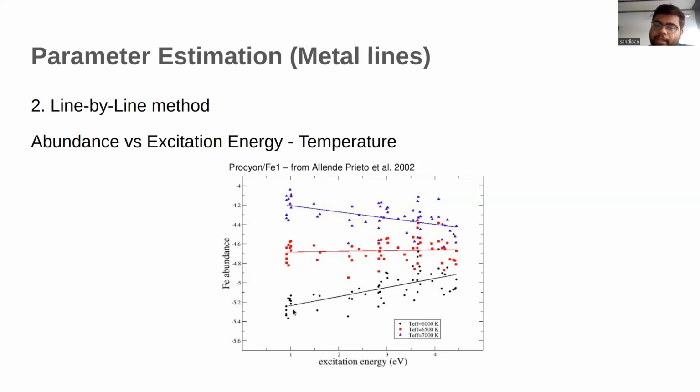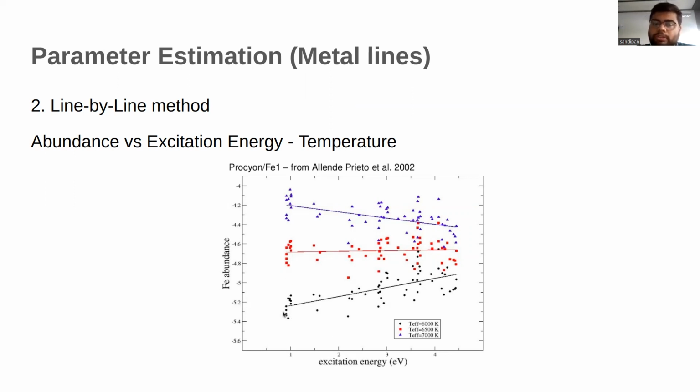If you see that there is a positive slope between the iron abundance and the excitation energy, you are sure that there is something wrong, because for a star you need to have just one abundance of iron. You cannot have multiple abundances. Why this happens is because if the temperature is a bit low, then you will find that the transitions which require less excitation to jump will have more strength.